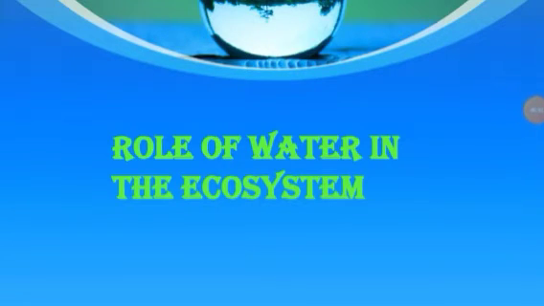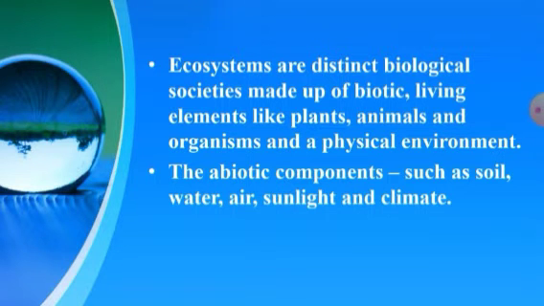Let's see the role of water in the ecosystem. Ecosystems are distinct biological societies made up of biotic and abiotic components. Biotic are living elements like plants, animals, and organisms, and the physical environment. The abiotic components are such as soil, water, air, sunlight, and climate.